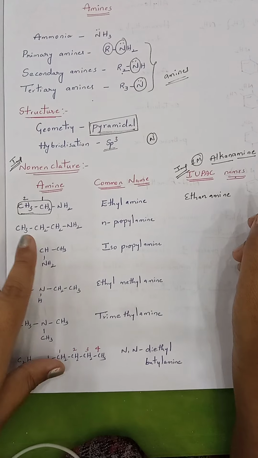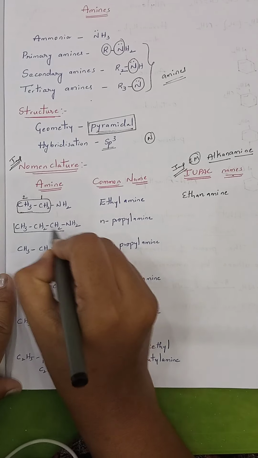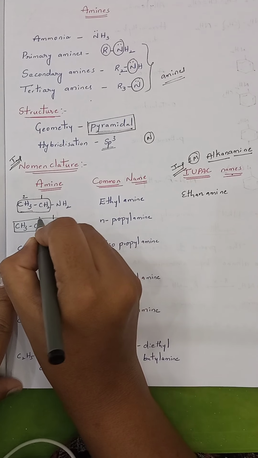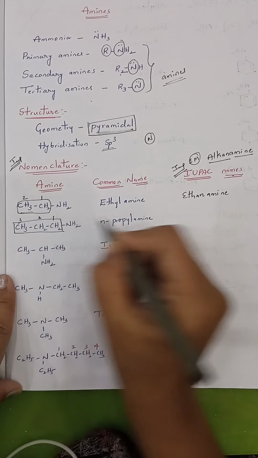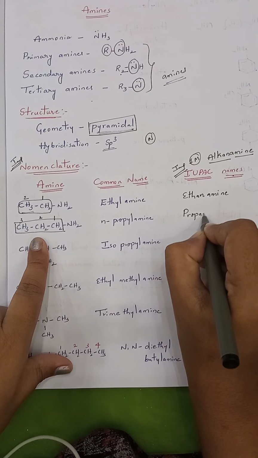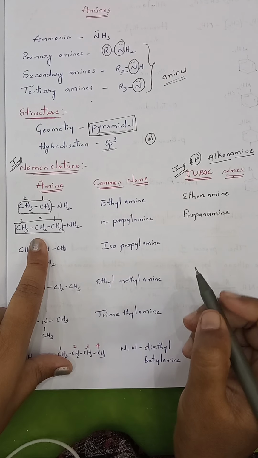Like that, we can write other names also. Now see, this is one. Here, the parent chain is this one. The nitrogen or amine linkage containing carbon is given as first number, second number, third. Due to having 3 carbon atoms, we can give the root word as propane and the suffix is amine. We can call it propanamine.